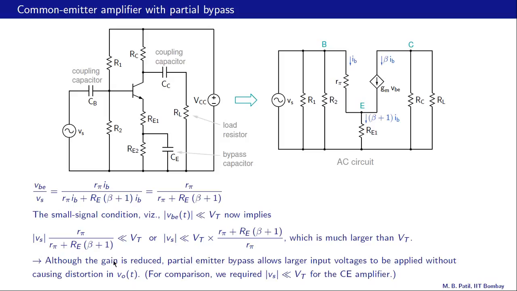So in summary, although the gain is reduced, partial emitter bypass allows larger input voltages to be applied without causing distortion in the output voltage. So that is an important benefit of this configuration.